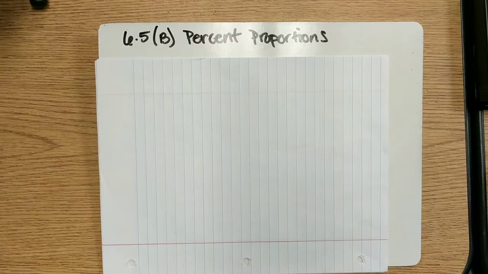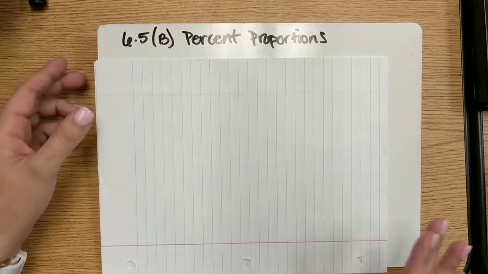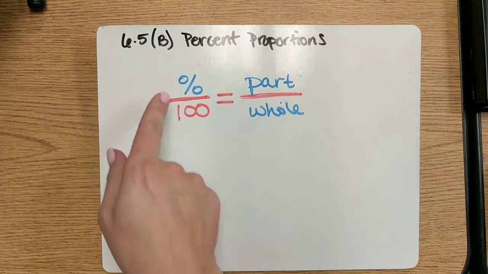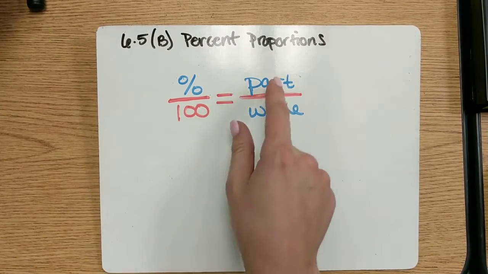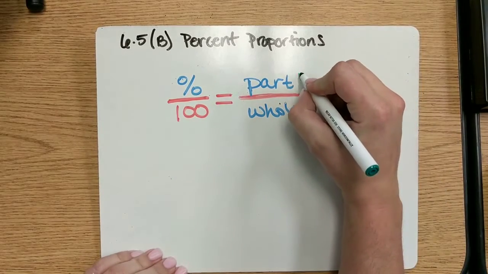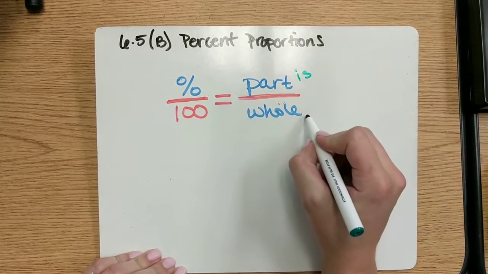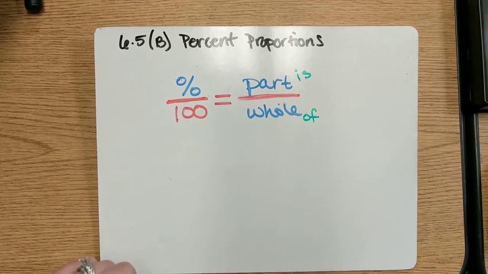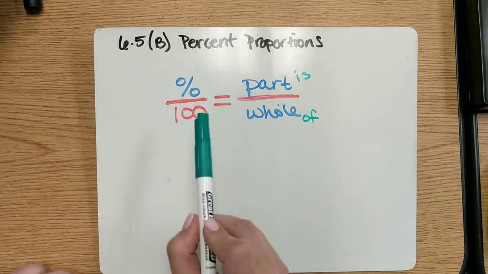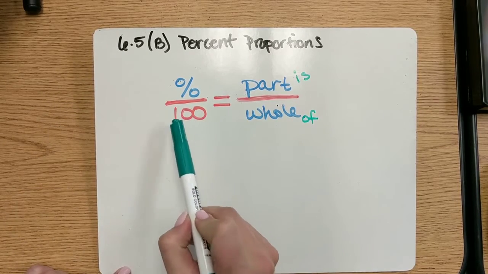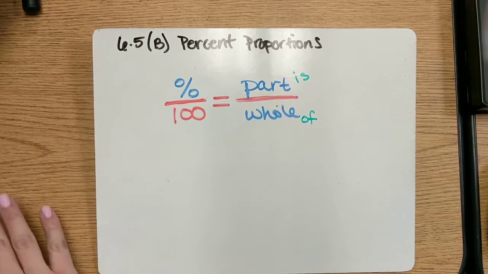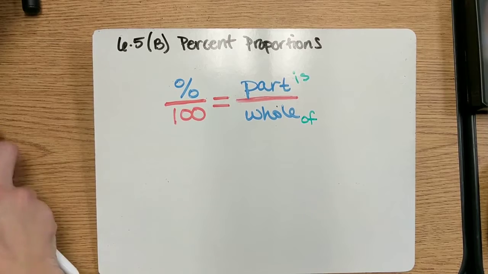Biggest thing is you've got to know how to set up the proportion. Percent proportions are always percent over 100 equal to the part over the whole. A little hint to you with word problems: the part is the "is" and the whole is the "of." Also, the percentage is always over 100. A good way to remember is you've got 2 zeros and a line, 2 zeros and a line. It's always over 100. So let's do a couple examples.